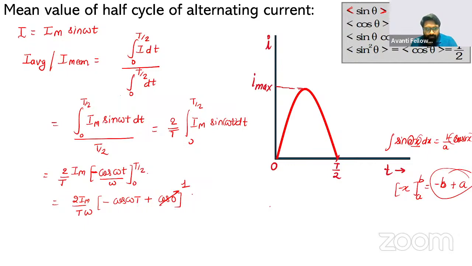Now we will use the formula that omega is nothing but 2 pi by capital T. You should remember this. So we put the value here. It becomes 2 Im upon T omega into minus cos omega T, and in place of omega T we will put 2 pi by capital T into T. T and T will cancel out, plus 1.